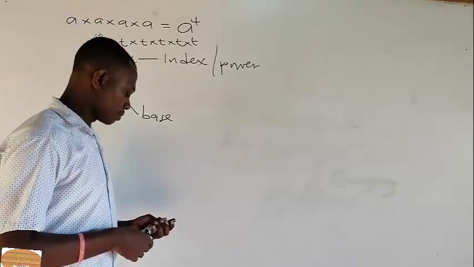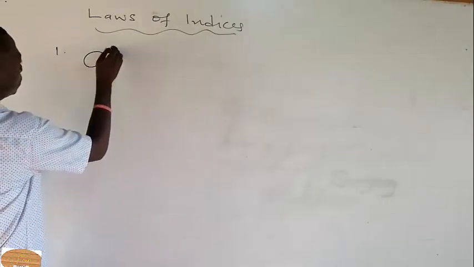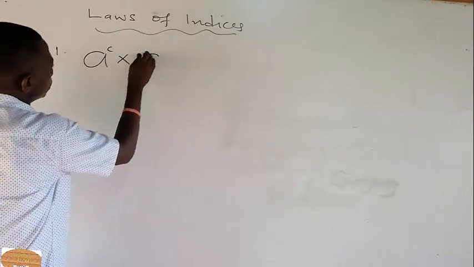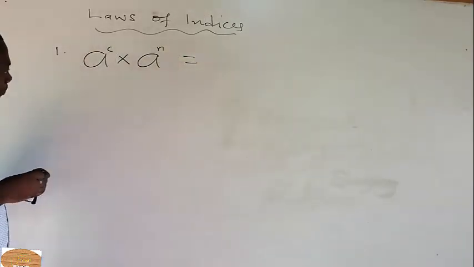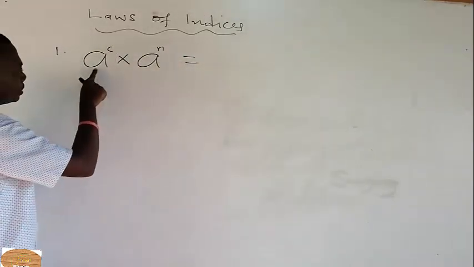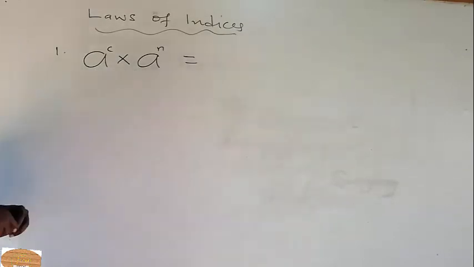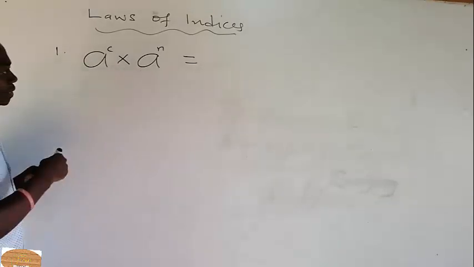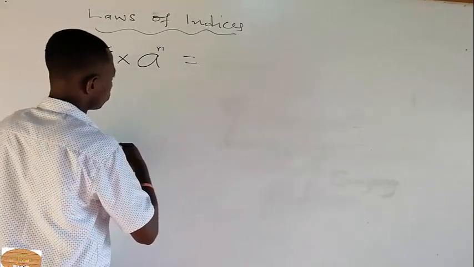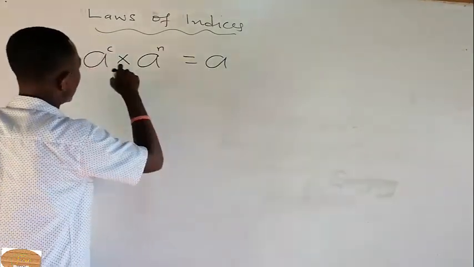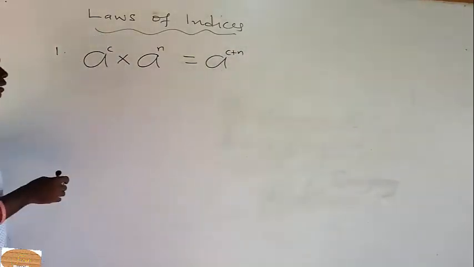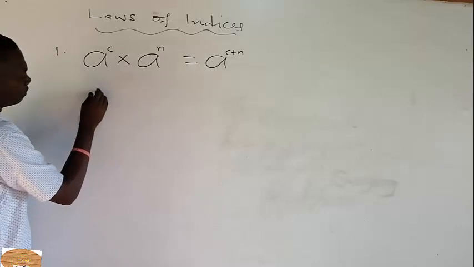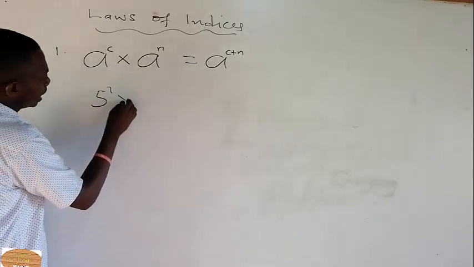The first law I will talk about is A to the power C times A to the power N. Now this one is a base, this one is a base. What can you say about the bases? The bases are the same. The law says that if the bases are the same and they are multiplying, you only pick one of the bases, then add the exponents, so C plus N.